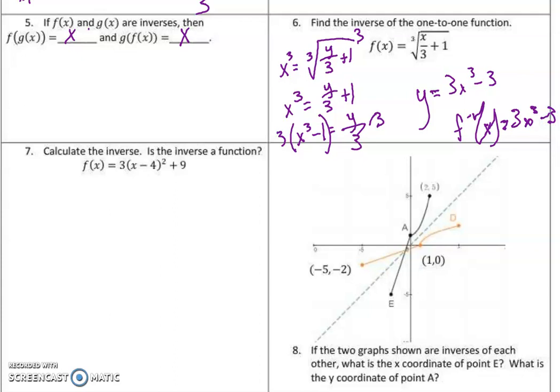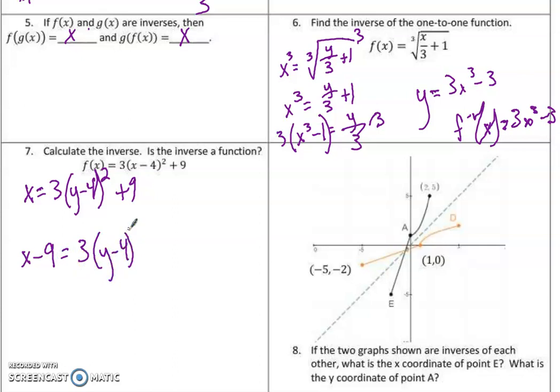Number 7, calculate the inverse. Is the inverse a function? Let's find out. X equals 3 times (y minus 4) squared plus 9. Let's get y by itself. I'm going to subtract 9 on both sides. So x minus 9 equals 3 times (y minus 4) squared. Next thing I'm going to do is divide both sides by 3 to cancel that 3 out.